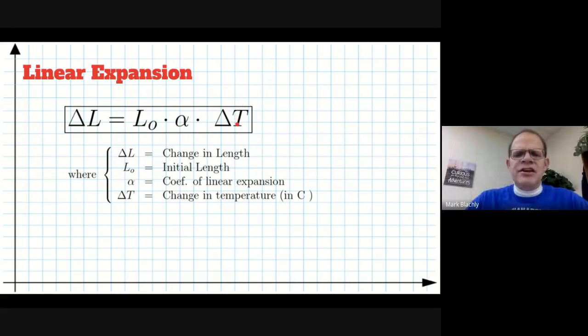And then delta T is the change in temperature. And it's always going to be in degrees Celsius. So if you get a problem and it's not in degrees Celsius, you've got to convert it to degrees Celsius first and then solve the problem.